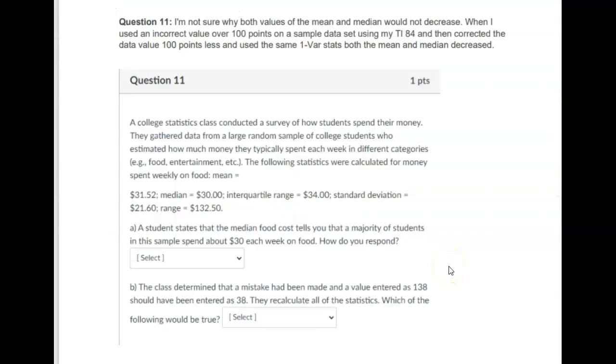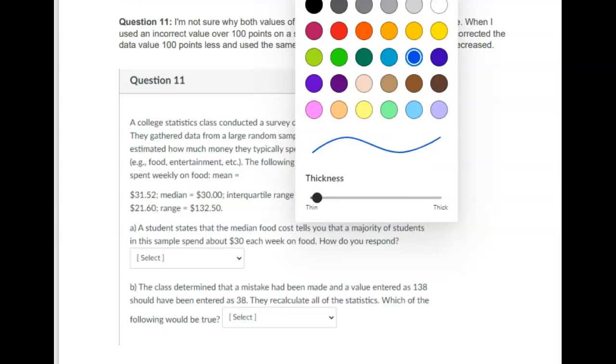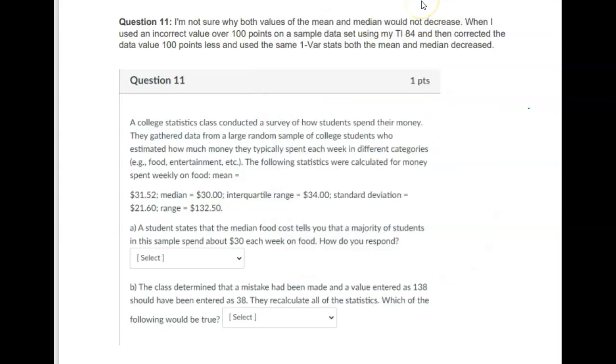Alright, so for question 11, this is a similar thing to the previous question. So you have your data here. They don't give you data, they just give you the summary statistics. The mean is 31.52, median is 30, IQR is 34, standard deviation is 21.6, and the range is 132.5. So you're looking at part B.